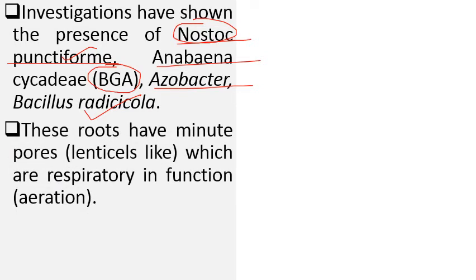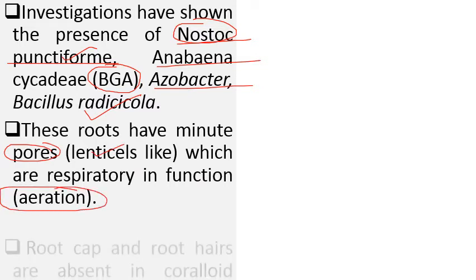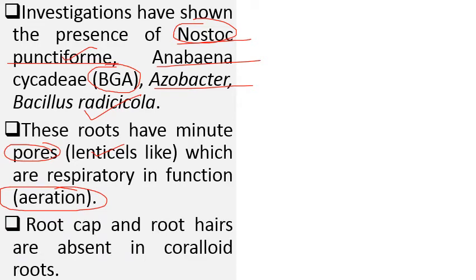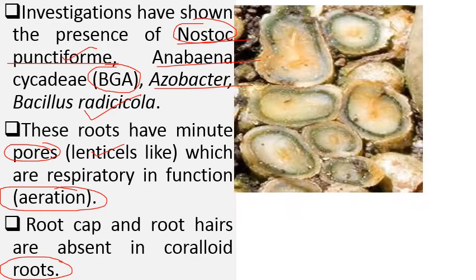And these roots have minute pores which are known as lenticels and which are respiratory in function. Means they help in gaseous exchange. And root caps and root hairs are absent in the coralloid roots. So ये जो roots हैं, in this region we can see here this greenish structure, this green color layer shows the algal zone in this coralloid root.